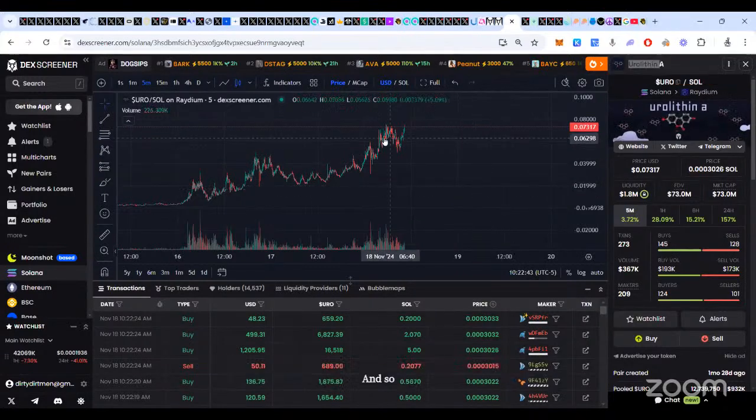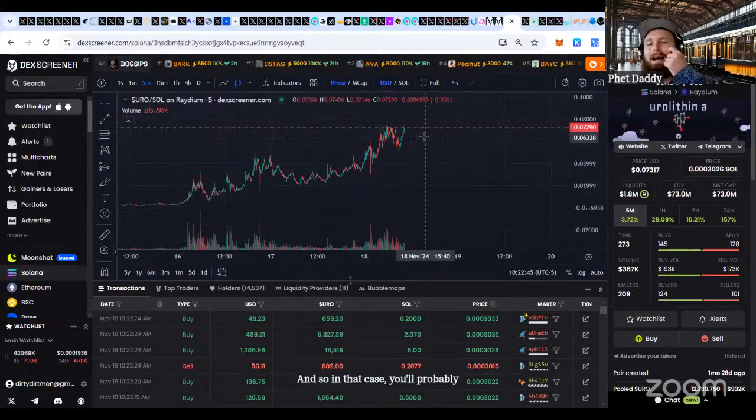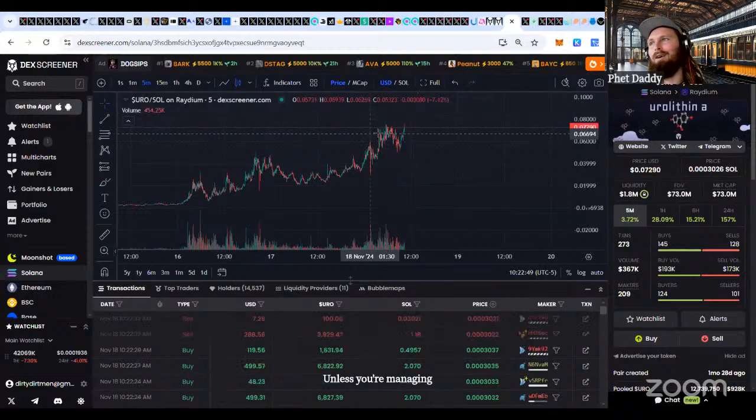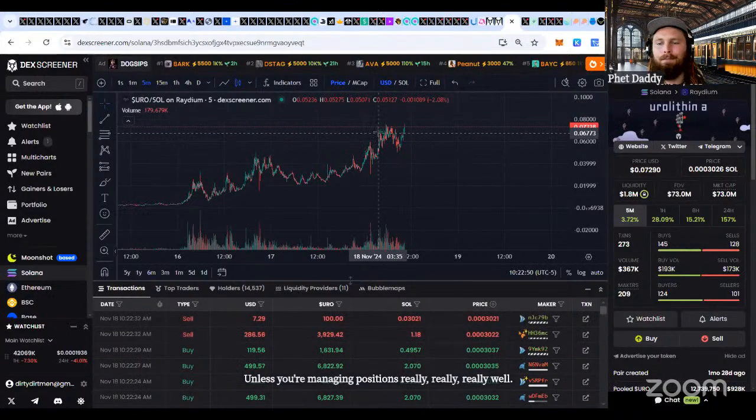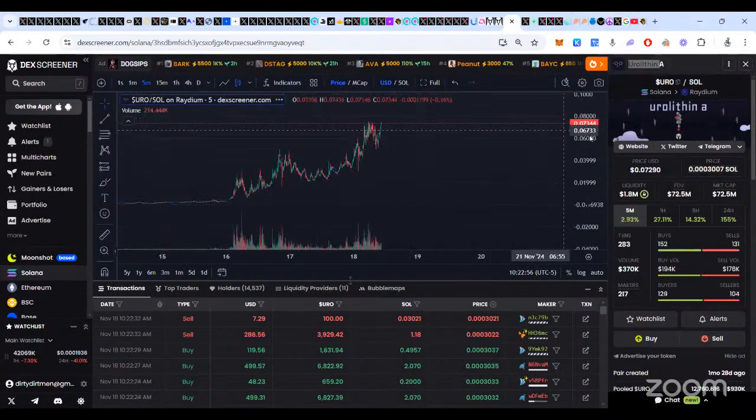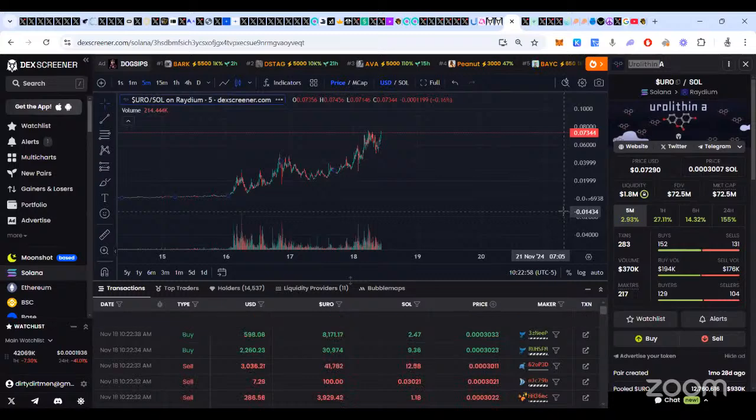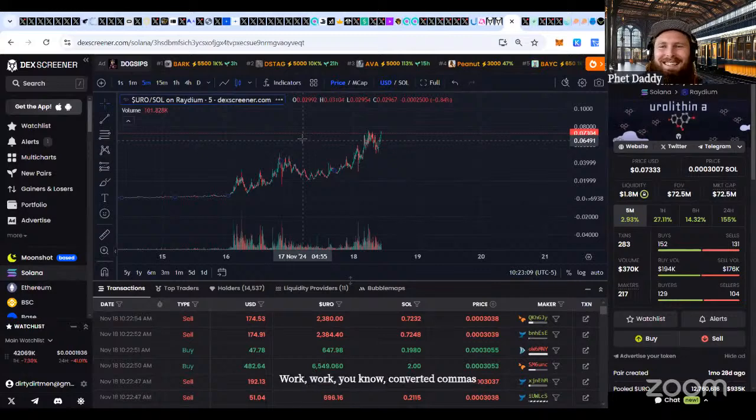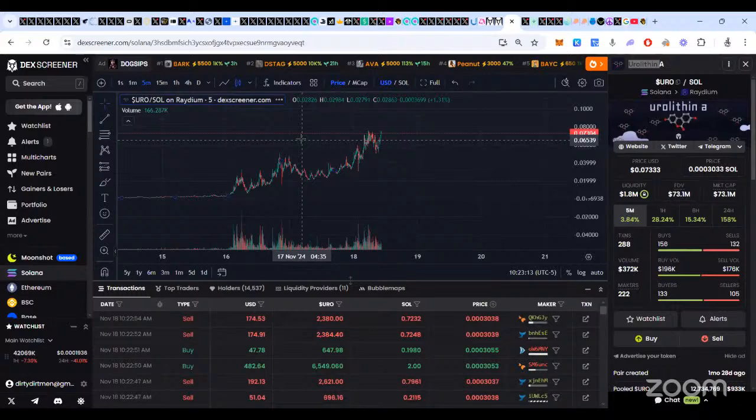In that case, you'll probably get hit with too much IL to offset your losses unless you're managing positions really, really, really well. Because I reckon at that point, a lot of people, and unless I'm really careful, myself included, will give back months worth of work, in inverted commas. And I want to try and avoid that.